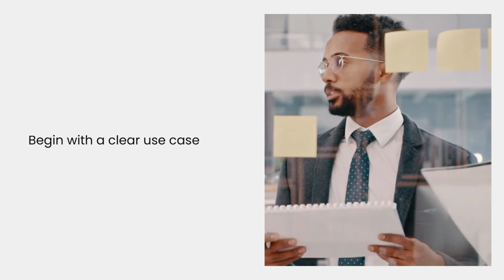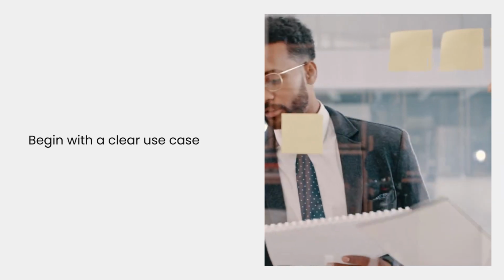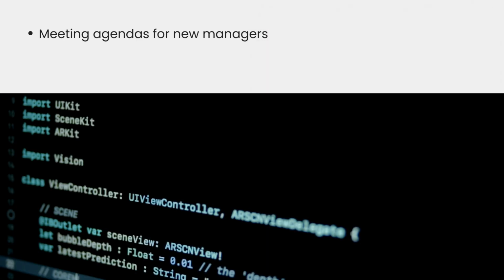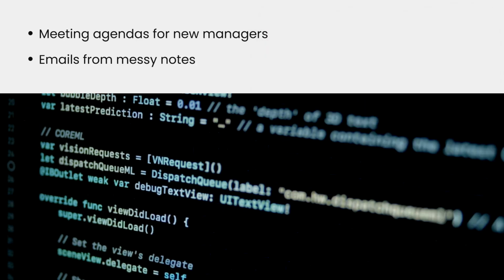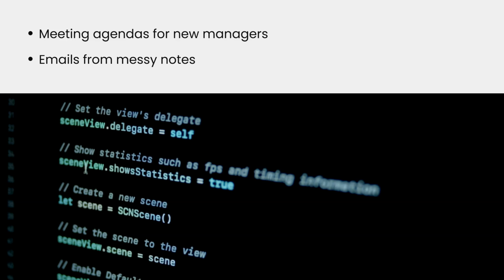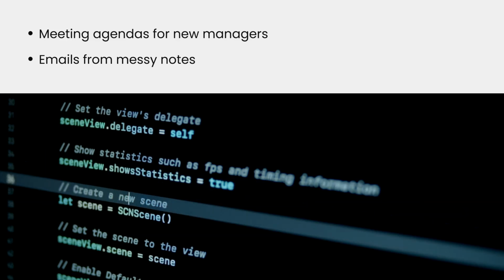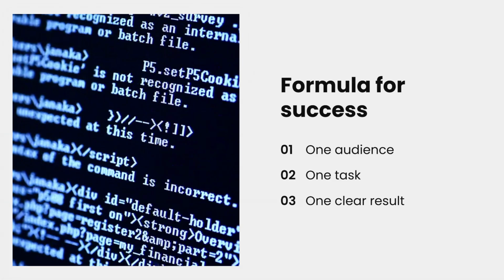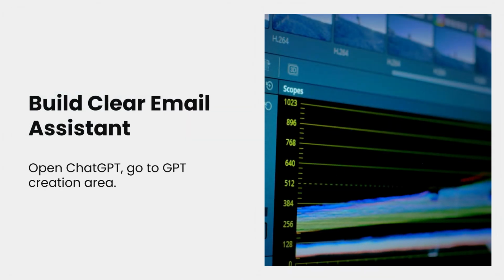To create your own GPT, begin with a clear use case. Don't try to solve everything at once. For example, instead of an assistant for all tasks, focus on new managers creating structured meeting agendas or employees drafting professional emails from messy notes. Remember, one audience, one task, one clear result. Let's build the clear email assistant.